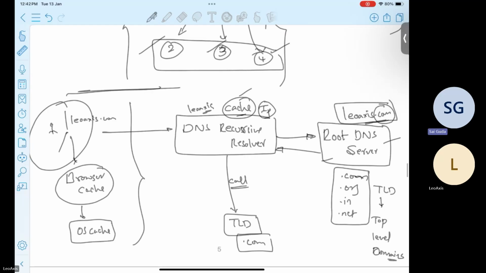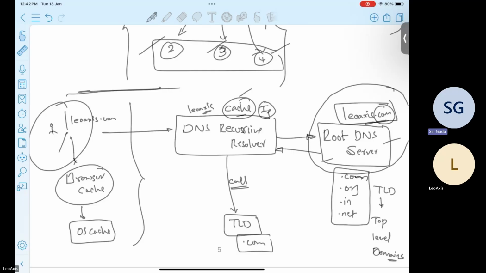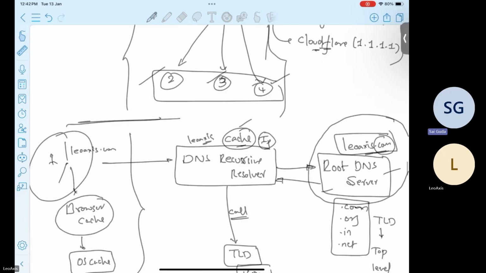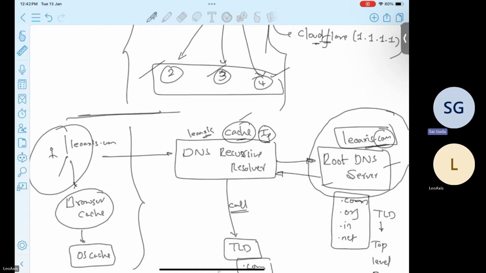If you see these root DNS servers, now who is maintaining these root DNS servers? As I told you, recursive resolvers are maintained by Google, your internet service provider, or cloud providers. Then who is maintaining these root DNS servers? These are maintained by VeriSign or ICANN.